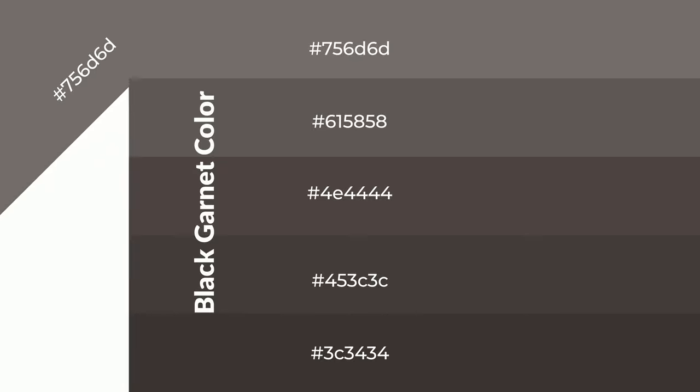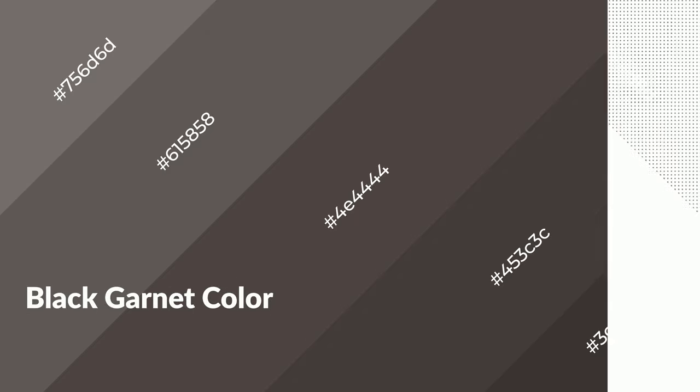To generate shades of a color, we add black to the color, and it is used in patterns, 3D effects. Layers and shades create depth and drama. Black garnet is a warm color, and it emits cozier and active emotion.